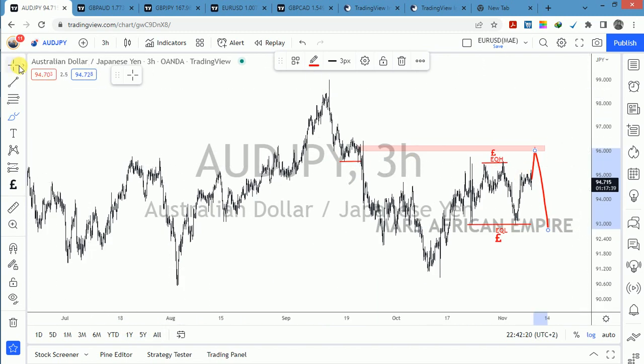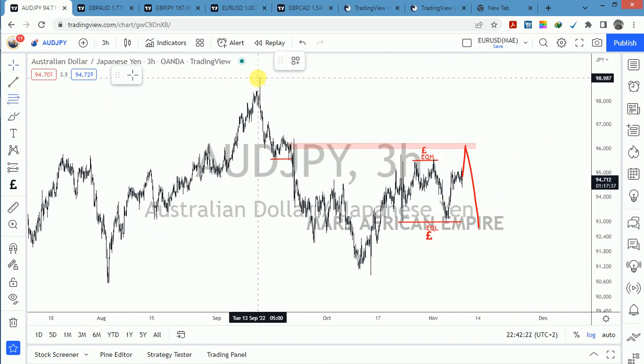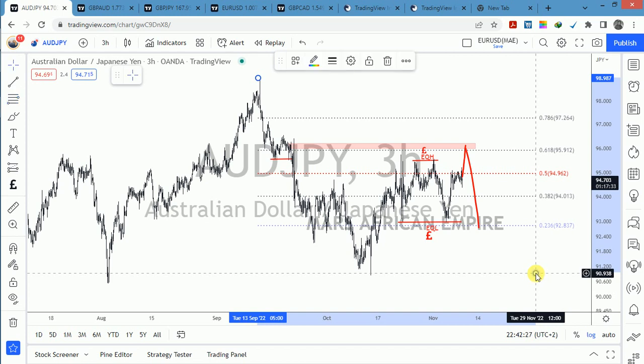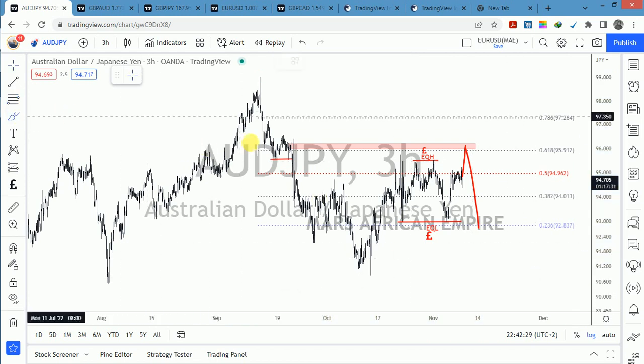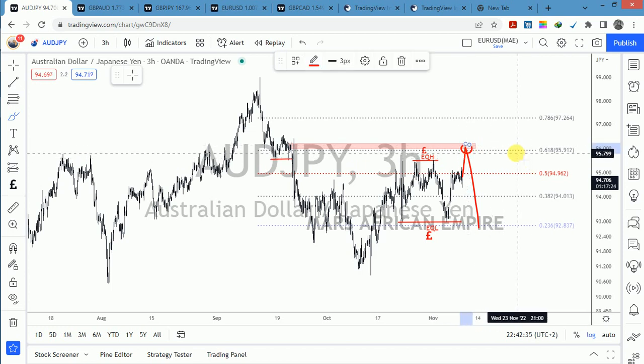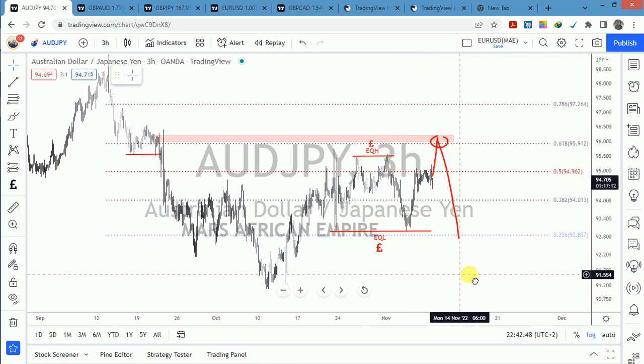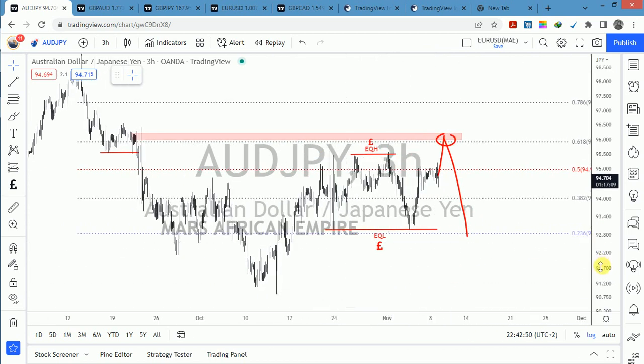Let me see if Fibonacci has something for us. Fibonacci is going to give us 61.8%. That will be our 61.8%. So I'm expecting this pair to use the Fibonacci 61.8%, then we can drop from that price. Let me just zoom in so we can see it.